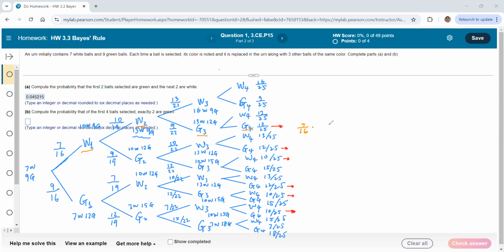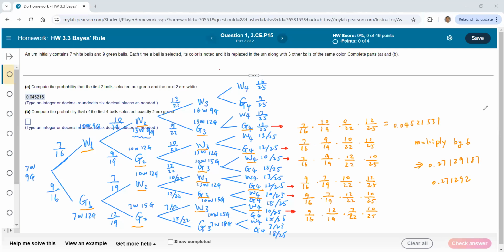All right, 16 times 7, 16 times 10 over 19 times 9 over 22 times 12 out of 25. Okay, I'm going to pause and then I'll finish the leftovers and then go back. Okay, so I worked it out.